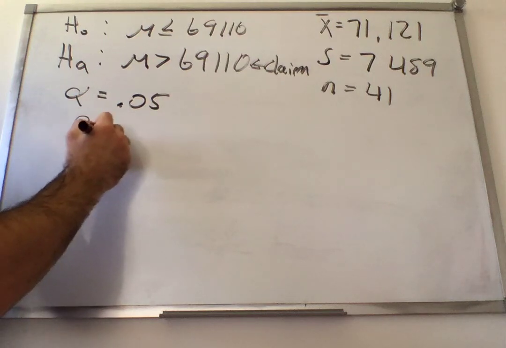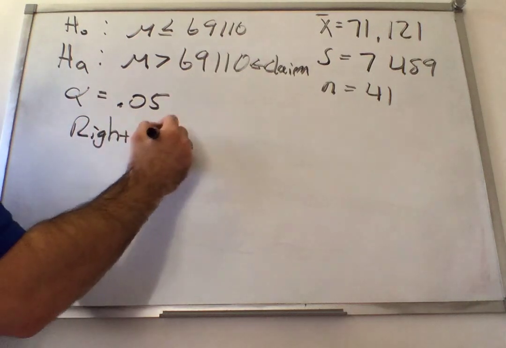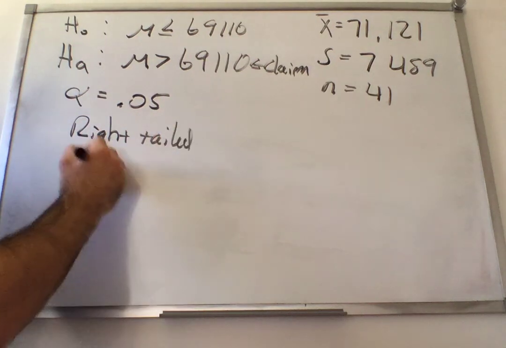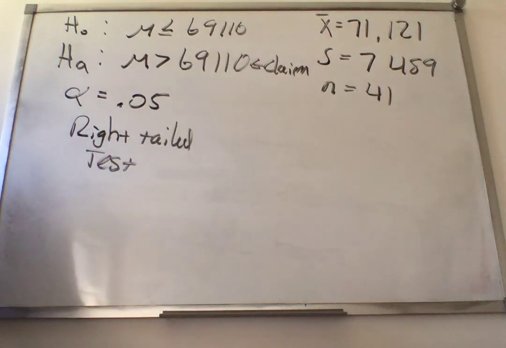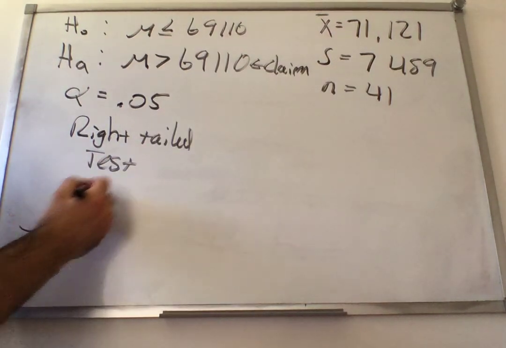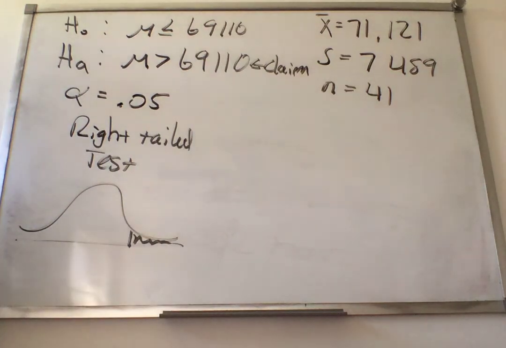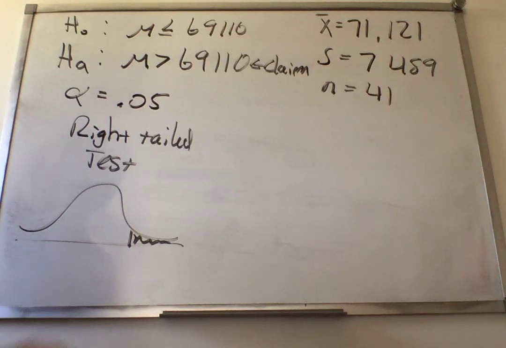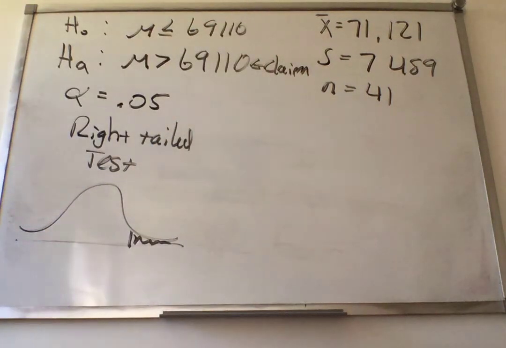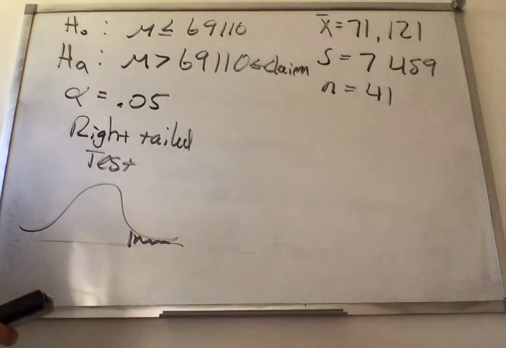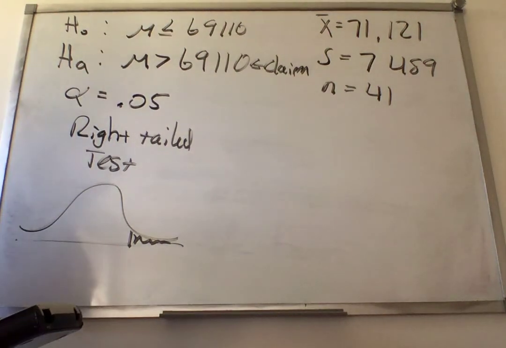So this is a right-tailed test. Since it's a right-tailed test, we're still finding this little area to the right over there. And we're just going to use t-test here, just like we did on the last problem. We know the sample standard deviation, not the population standard deviation. So we're going to use t-test.